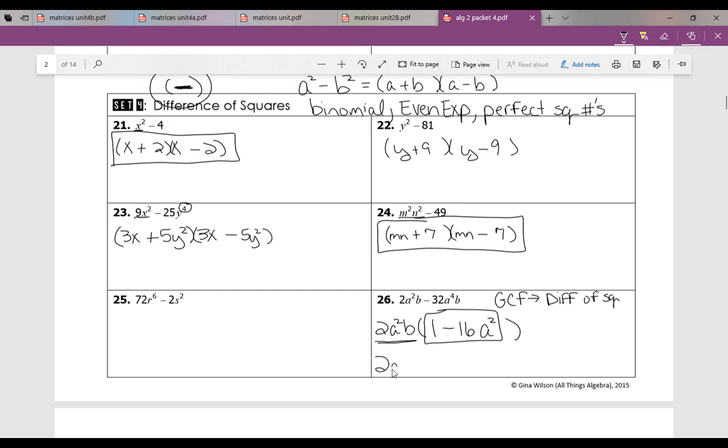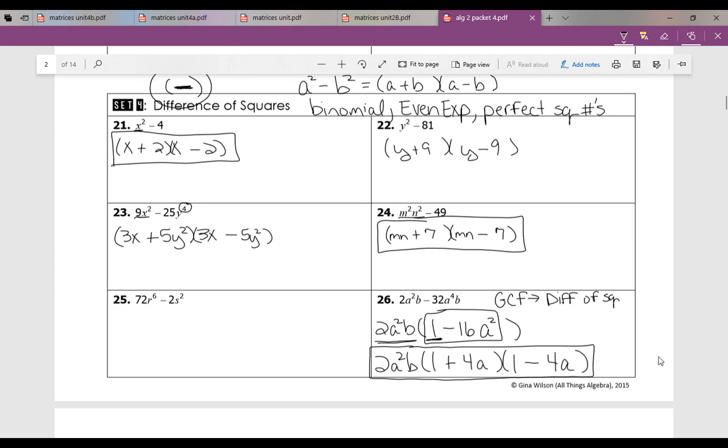So I'm going to have my 2a squared b. I'm going to have my two parentheses. Since 1 is first, I'm going to split the 1. 1 times 1. Plus, minus, and then how would I break up that 16a squared? 4a and 4a. So that is where they combine both greatest common factor and difference of squares. Any questions about that one?